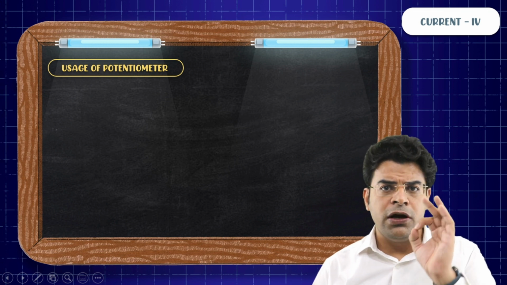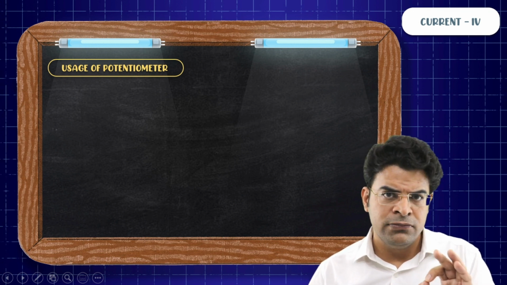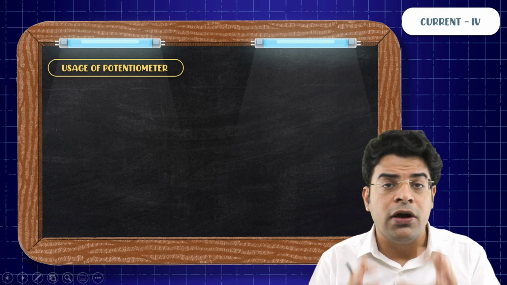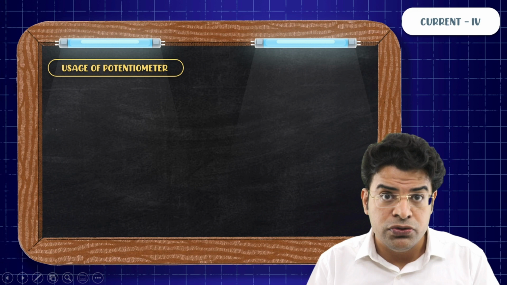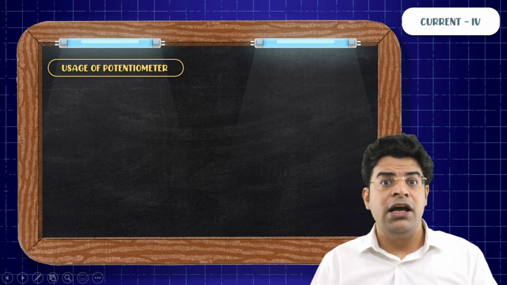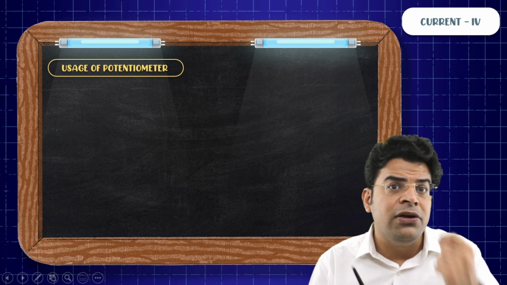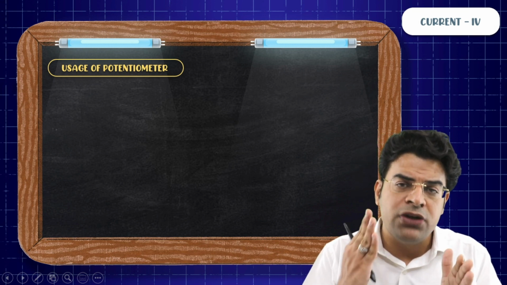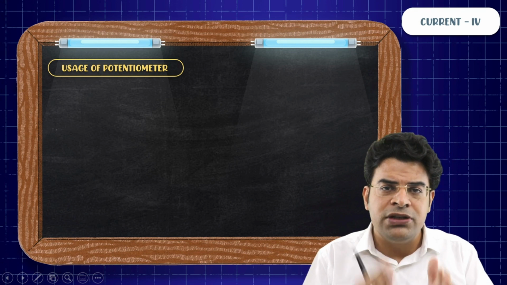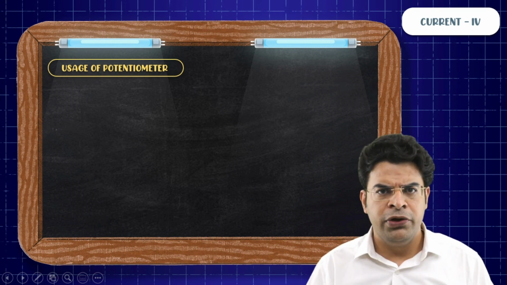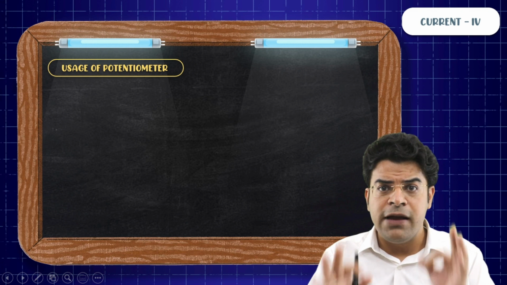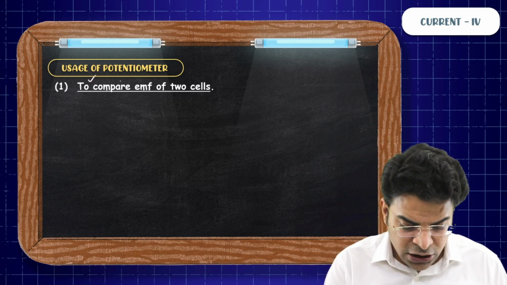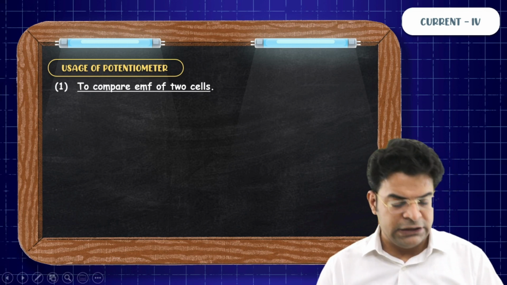Potentiometer is a super duper awesome device. It's a very versatile device. It cannot just be used to compare potential drop. It can be used to compare two resistances. It can be used to determine the internal resistance of a cell. And on different usages of potentiometer, questions come in competitive examinations every year. So you should know all different types of usages of potentiometer. Let's start with the first usage, to compare the EMF of two cells.